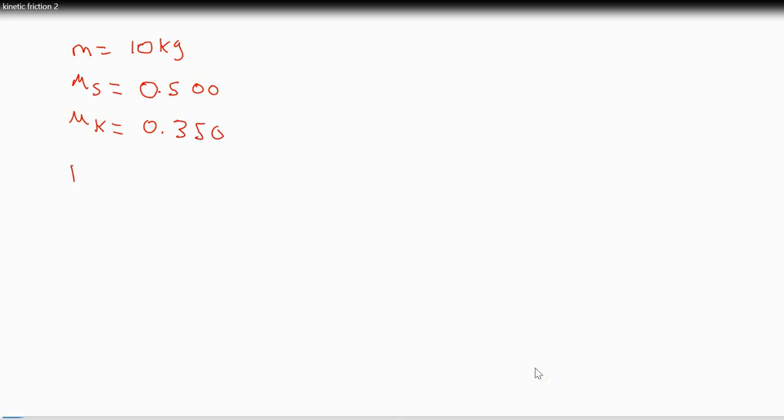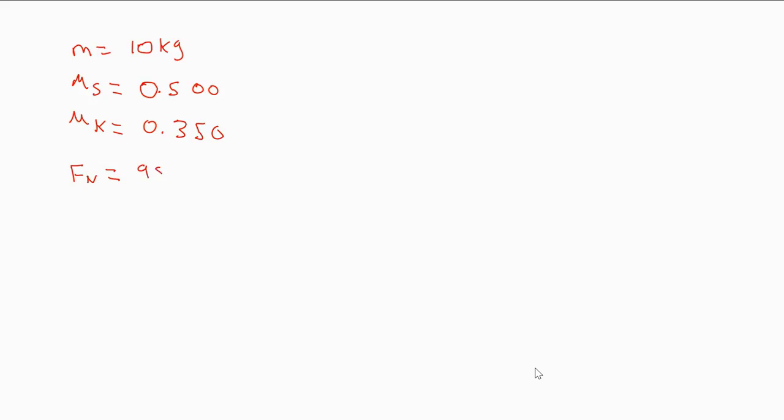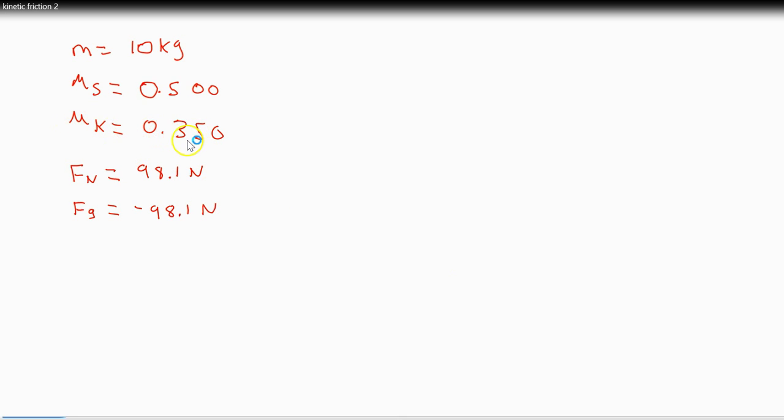Let's take a look at a kinetic friction problem based on the static friction problem we looked at before. So again, we have a mass of 10 kilograms, coefficient of static friction of 0.500, coefficient of kinetic friction of 0.350. We found in the previous problem that the force due to gravity was 98.1 newtons down. In this case, I'm going to call down negative. And since it was sitting on a desk, we found that the normal force was 98.1 newtons up, and I decided to call up positive.